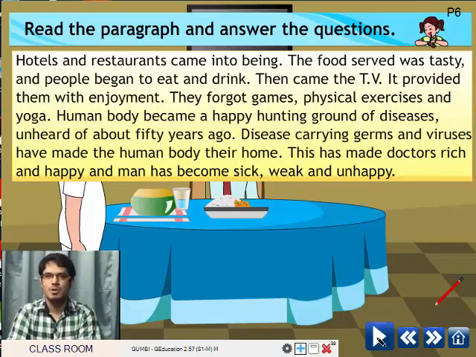Hotels and restaurants came into being. The food served was tasty and people began to eat and drink. Then came the TV. It provided them with enjoyment. They forgot games, physical exercises and yoga. Human body became a happy hunting ground of diseases, unheard of about 50 years ago. Diseases carrying germs and viruses have made the human body their home. This made doctors rich and happy, and man has become sick, weak, and unhappy.